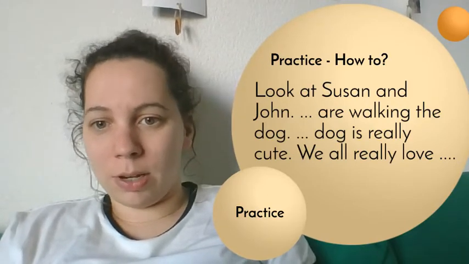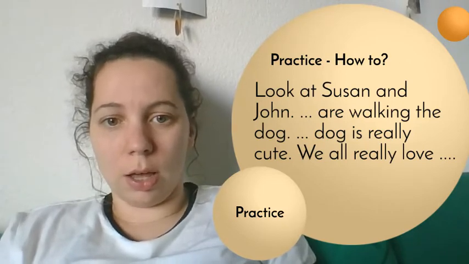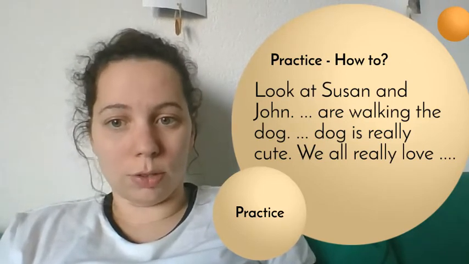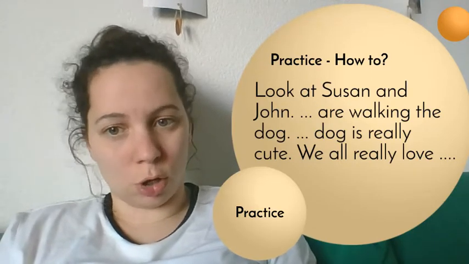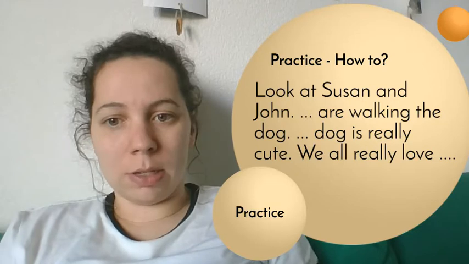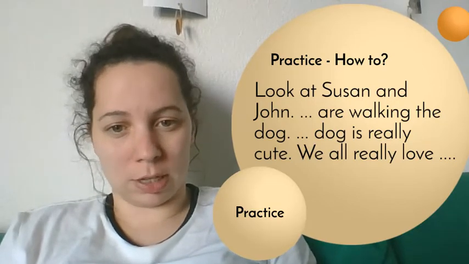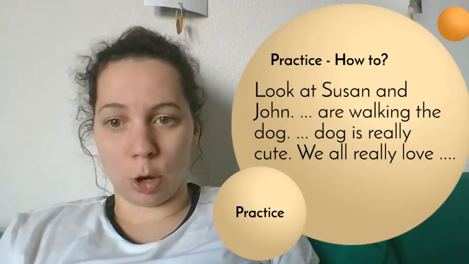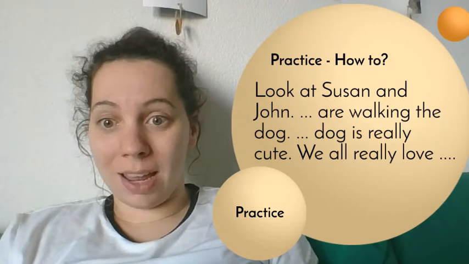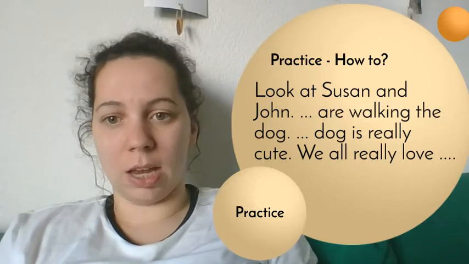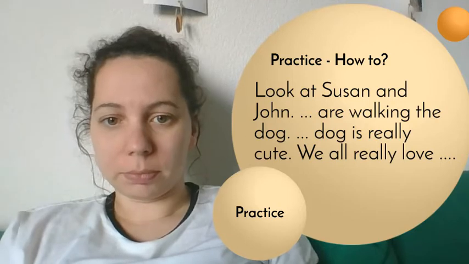Then we go on reading on to the next bit. So look at Susan and John. They are walking the dog. Dog is really cute. So the dog was introduced. This is Susan and John's dog. So we need to say that they have a dog. That means that we need to use a possessive here, right? We're talking about ownership. They own the dog. The possessive of they is their. So their dog is really cute.